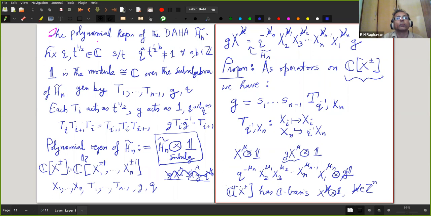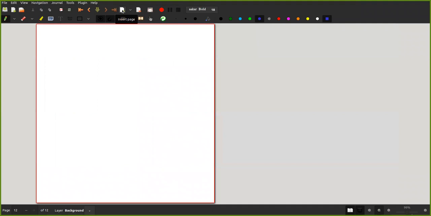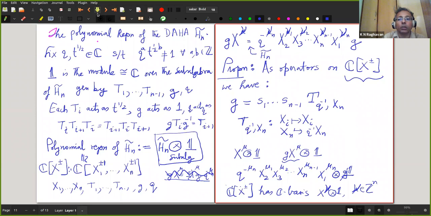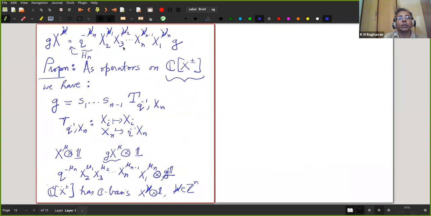Okay, thanks. Sure. So let me try to see if I can insert a page. The problem, okay, let me do it here. I'm trying to get this. Okay, I finally managed. So I will write out, I'm continuing the proposition here. This was the explanation to Arvind's question.